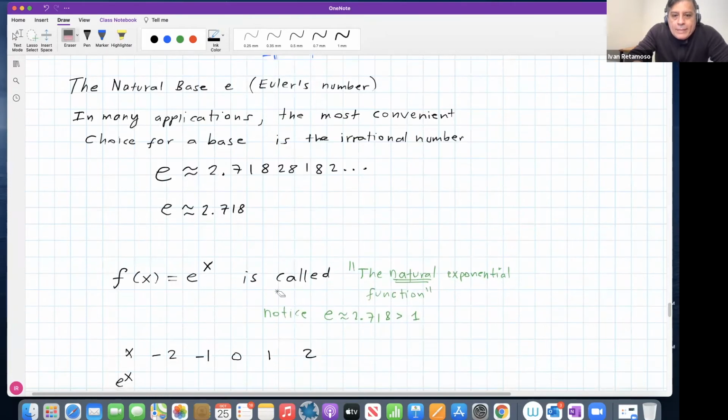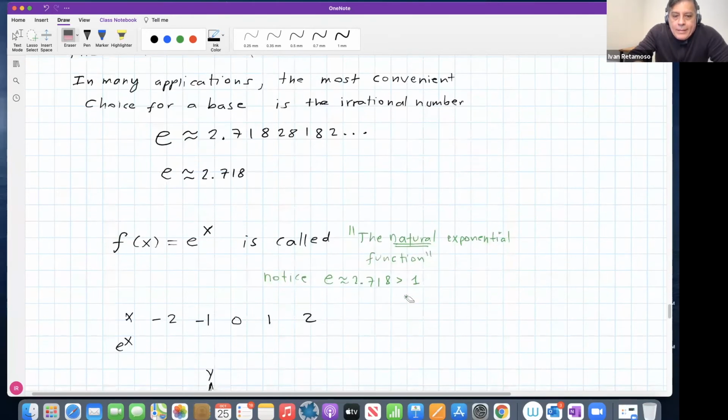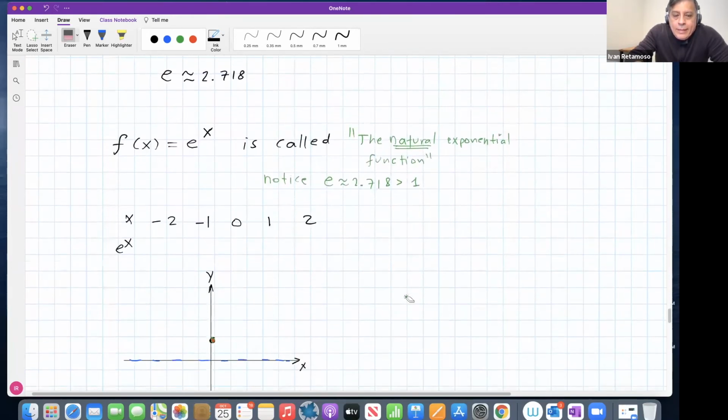f of x equal to E to the x is called the natural exponential function because the base is E, right? Now notice, first thing, this E as a real number is 2.718 approximately, but that is greater than 1. So when we graph this function, let me ask you this question. Do you think we will get a graph that is increasing or decreasing from left to right? Anybody? Increasing or decreasing when we graph it?